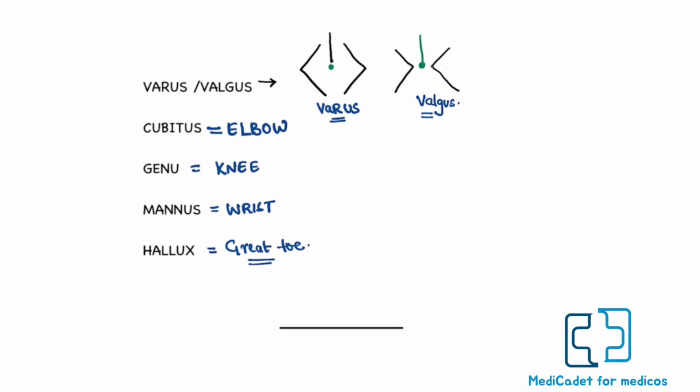Great toe: hallux varus, hallux valgus. Similarly, everything in terms of your distal part, you can talk. When the distal part moves inside, it is varus. When the distal part is moving away, it is valgus.